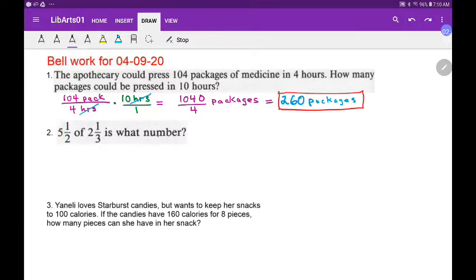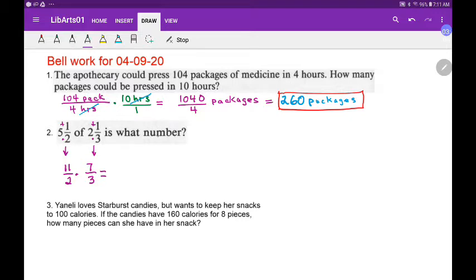So let's change this to an improper fraction. 5 times 2 plus 1, that's 11, over the same denominator. That's the same thing as 5.5. And we want 5.5 of this number, so we're going to change that. 2 times 3 plus 1 is 7 over the same denominator. And if I take 5.5 of a number by multiplying them together, I'll get what they want.